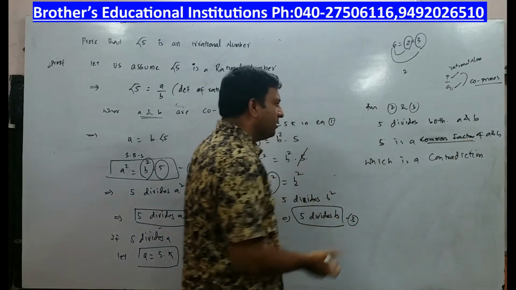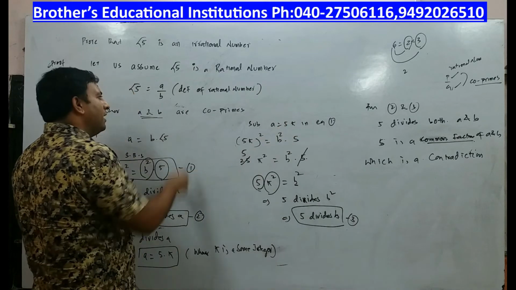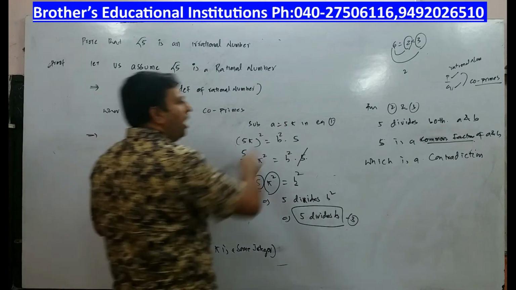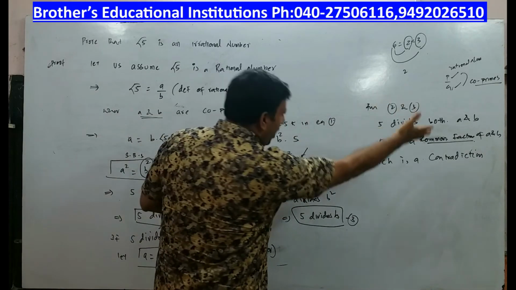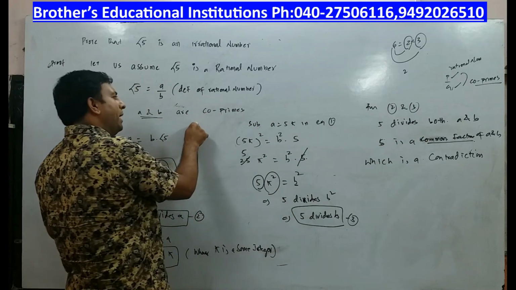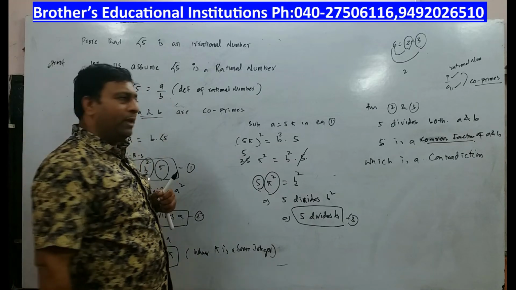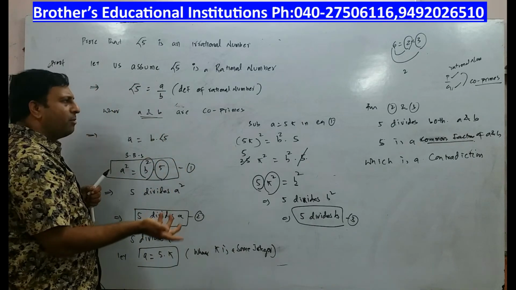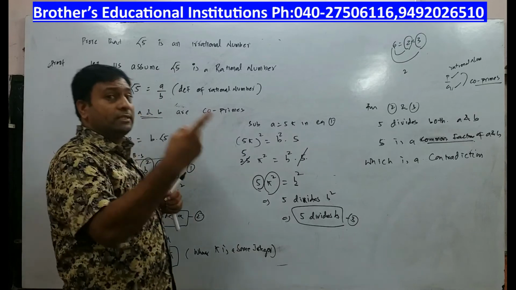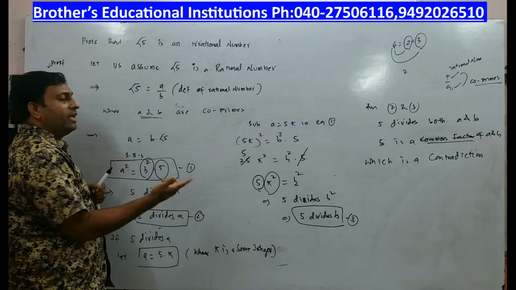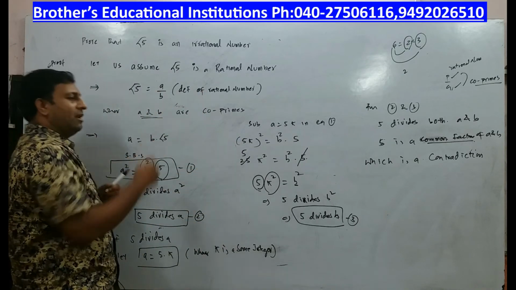Why is it a contradiction? Because when you say it's a common factor, either they are not co-primes or it is not a factor, but you got it is a factor, means they are not co-primes. If they are not co-primes, means root 5 cannot be written in the form of A by B. Means root 5 is not a rational number, means root 5 is an irrational number.